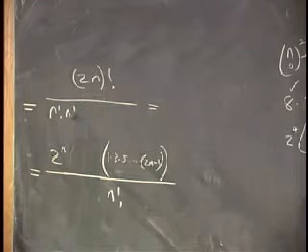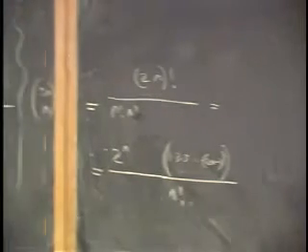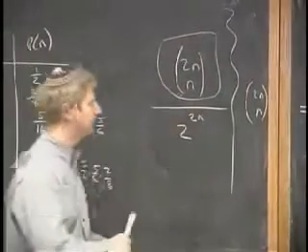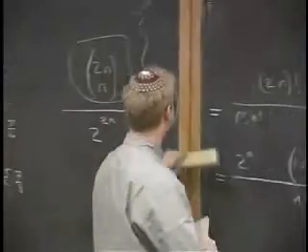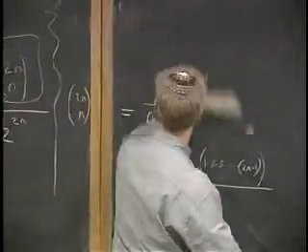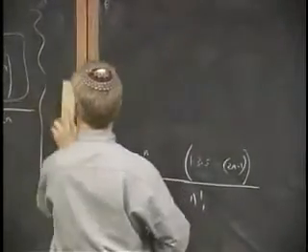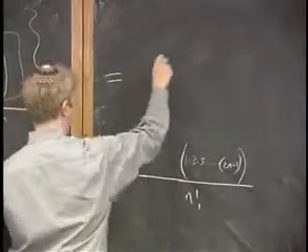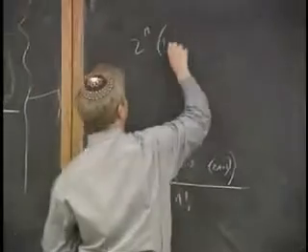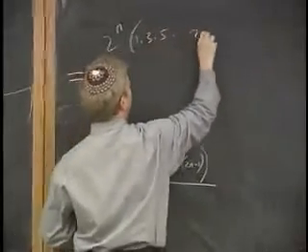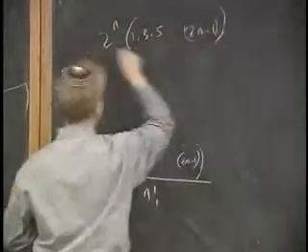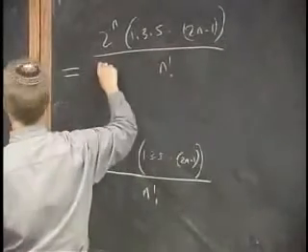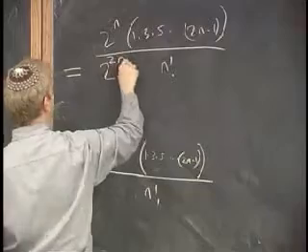Okay, now we're going to take this guy and put him in. This 2 to the 2 to the n that's been sitting out and waiting. Let's get rid of this. Get rid of this. 2 to the n times 1, 3, 5 up to 2n minus 1, divided by n factorial, divided by 2 to the 2n.